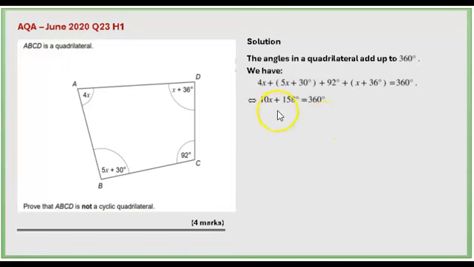Now, if you do the calculation and collect like terms here, you get 10x plus 158 equal to 260. And then we move 158 to the other side by changing the sign. So we find 10x is 102 degrees. So the value of x is equal to 20.2 degrees.